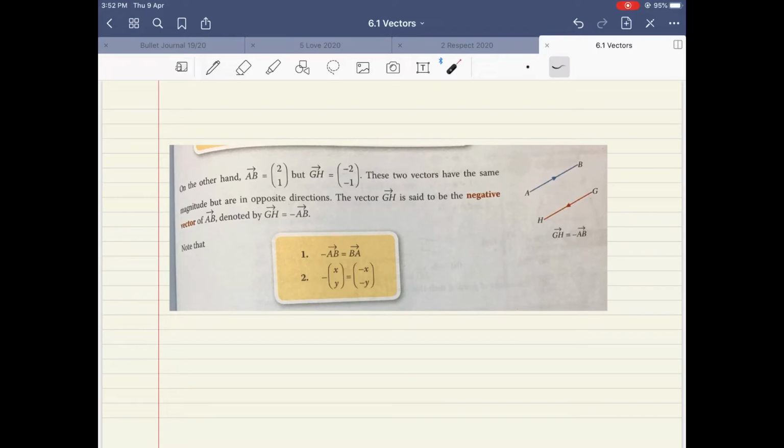Now I give you another example. If you look at this case, AB and HG, they have the exact same length, which means that they have the same magnitude. However, you notice that AB is going this way, while HG is going the other way. So in this case, even though they have the same magnitude, they occur in opposite directions. So GH is actually the negative vector of AB. If I were to write it down, GH is equal to negative of AB, because it is going the other way.